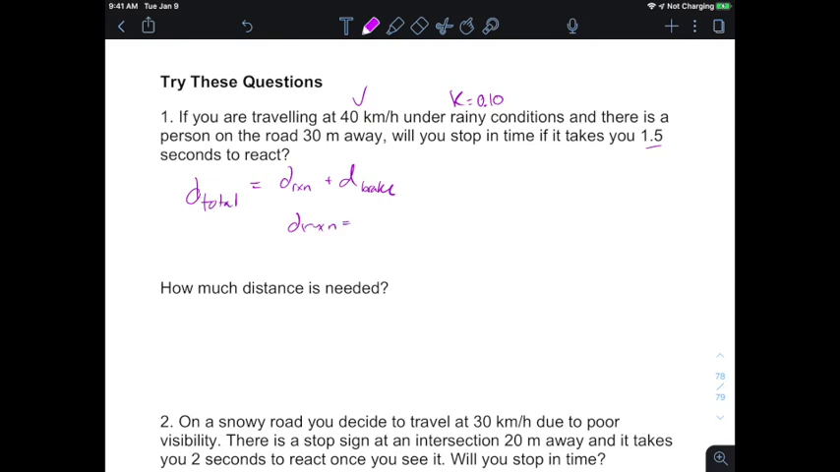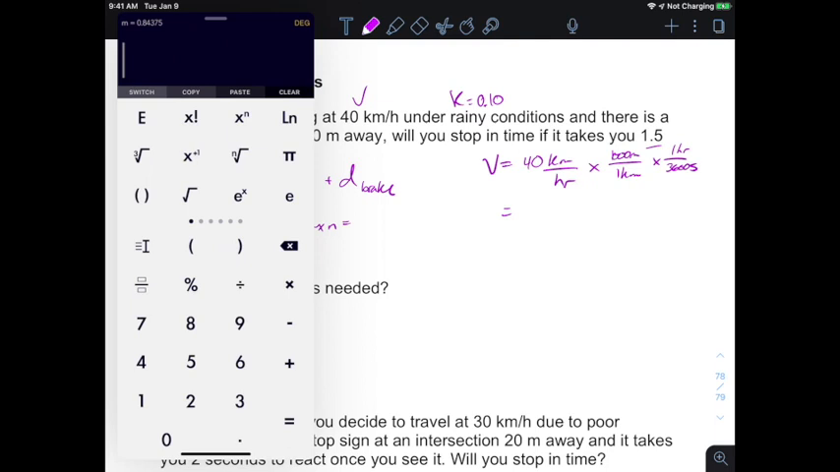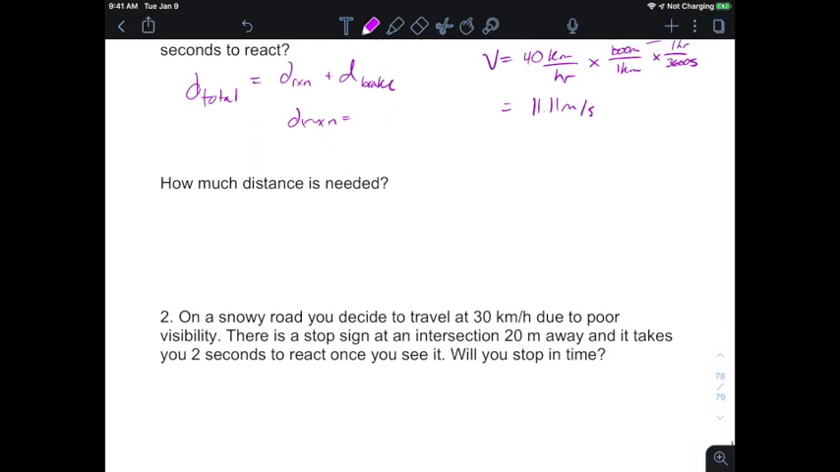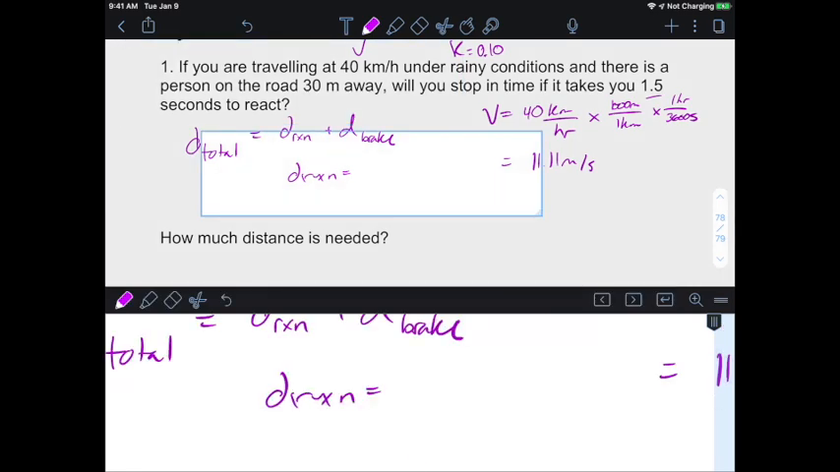We need that velocity to be in meters per second. So I'm going to multiply that by the 1,000 meters for 1 kilometer, multiply that by 1 hour, divided by 3,600 seconds. So my value will be, or you can just divide by 3.6, that's the same deal, 11.11 meters per second. I keep a couple of extra decimal places just in case. It'll make sure that at the end of the question, you can round.